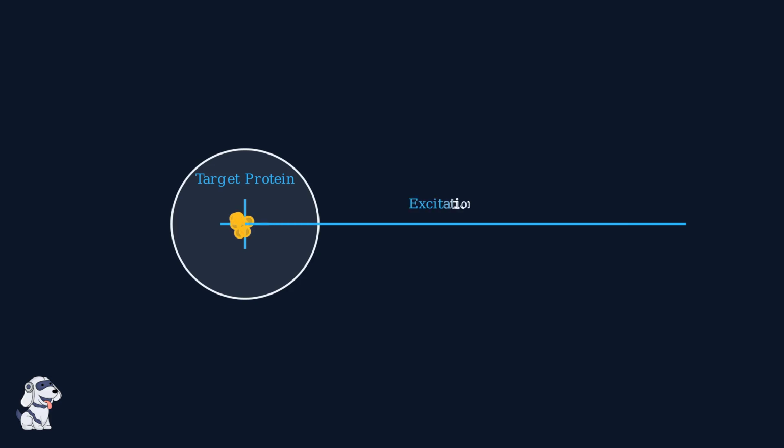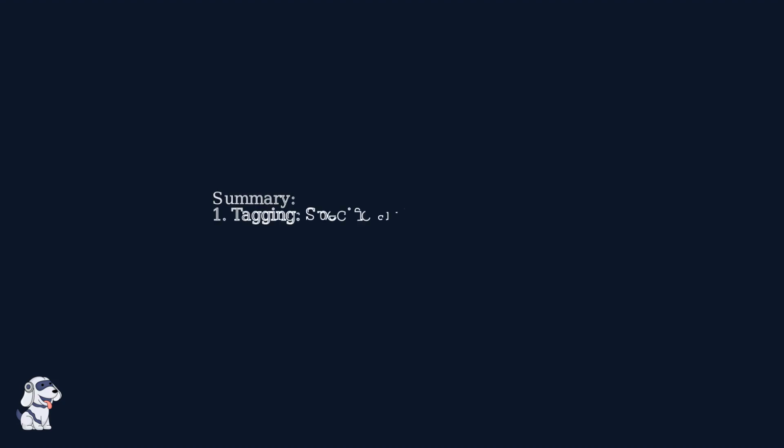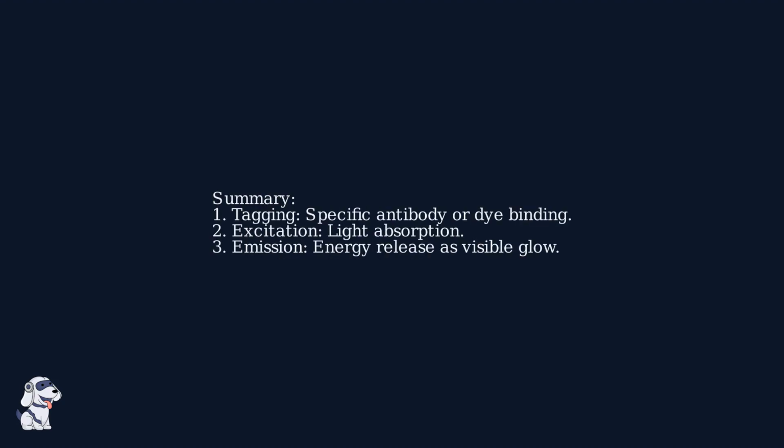When we illuminate the sample with excitation light, the fluorochromes absorb the energy. This causes them to reach an excited state. Almost instantly, they release this energy as emission light. This is the characteristic glow we observe, filtering out the background to highlight only the tagged structures. The result is a high-contrast image where only the structures of interest remain visible, enabling advanced cellular analysis.